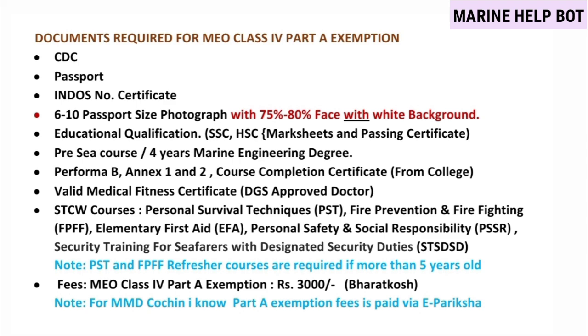Valid medical fitness certificate by DGS approved doctor. So we need a medical certificate. If your certificate has expired, you can take Appendix 4 and Appendix 5 from the DGS approved doctor and it will cost around 500 rupees.